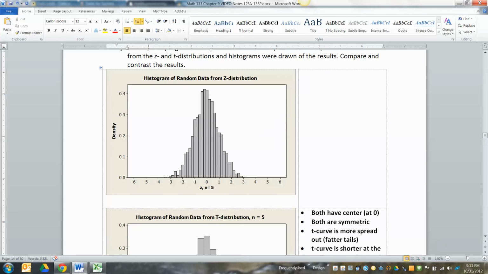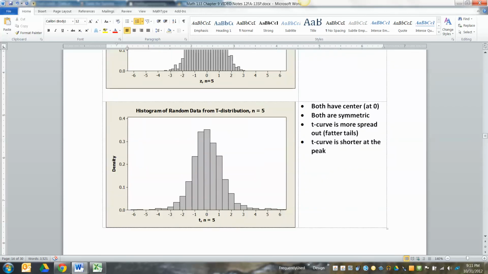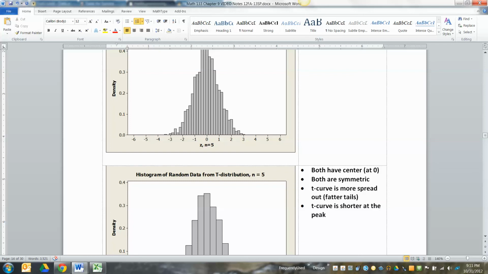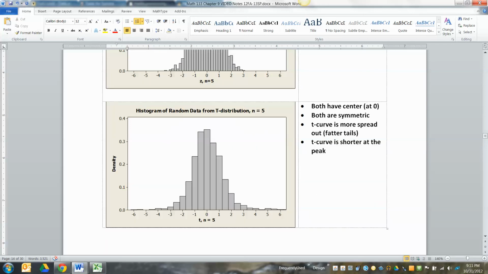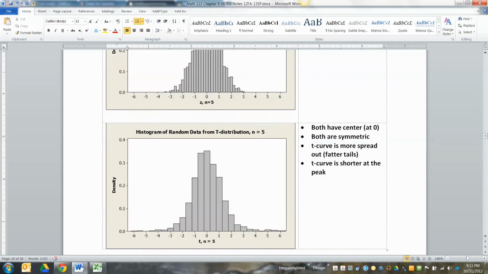So this is the z curve. This is the standard normal distribution. Down here is the t distribution. Now you can see they both have the same center at 0. They're both symmetric, roughly, right? Kind of go up, go down, kind of symmetric around the middle. But the t curve is way more spread out. Look out here at the 4, 5, and 6 stuff. The z doesn't have hardly any, well, nothing you can see at least out there at 4, 5, and 6. So the t curve is way fatter in the tails, more spread out.